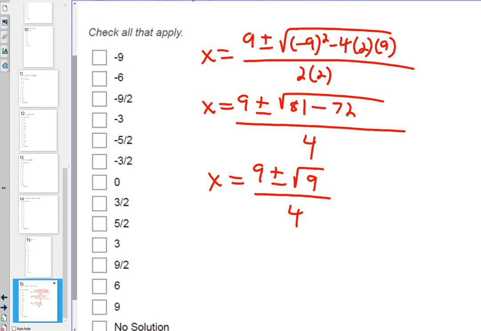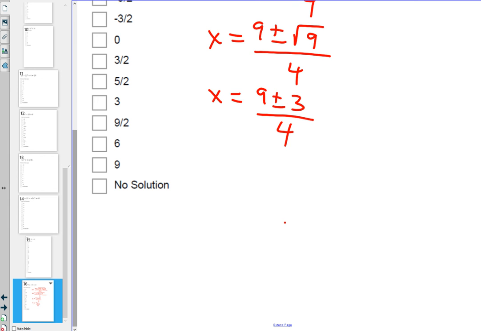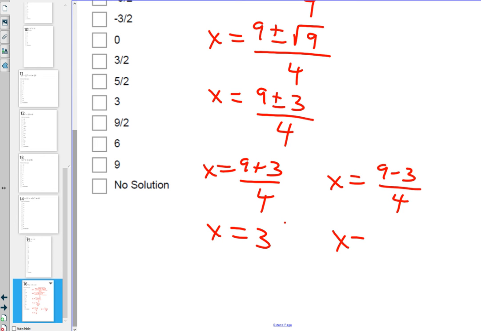My discriminant is 9, which is positive, which tells me I'm going to get two solutions. It's also a perfect square, which tells me that the solutions are going to be rational. So I got 9 plus or minus 3 over 4. I'm going to solve it this way, split it. X equals 9 plus 3 over 4, which is 12 over 4, which is 3. X equals 9 minus 3 over 4, which is 6 over 4, which is 3 over 2.